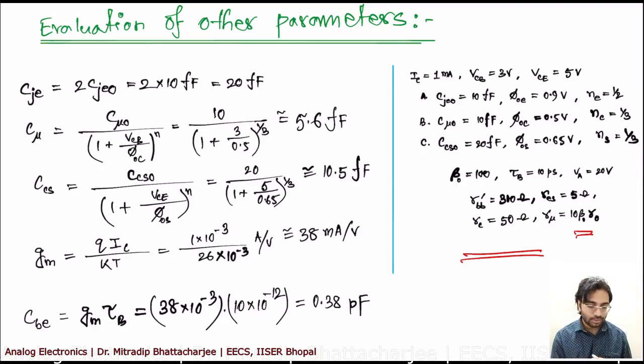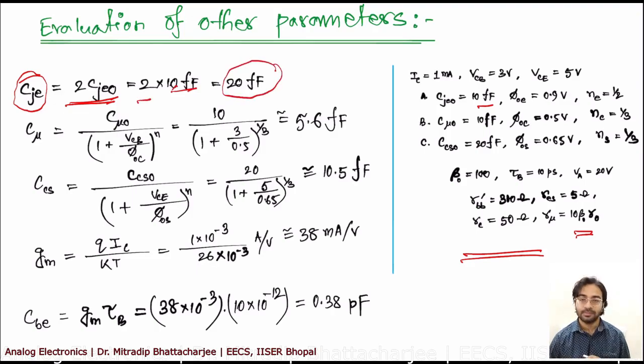Okay, so now you evaluate the value of CJE. What is CJE? The base emitter junction capacitance. The junction capacitance, I said, is an empirical formula which is twice the value of CJEO. So you have CJEO given here, 10 femtofarad. Put twice into 10 femtofarad, you have 20 femtofarad.